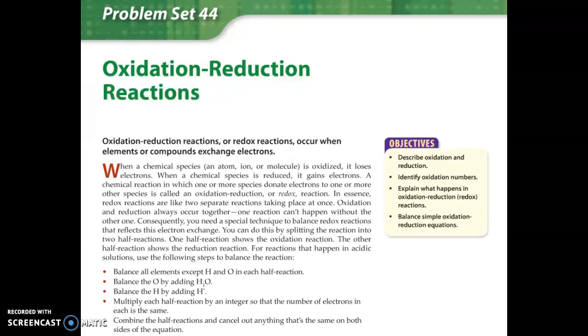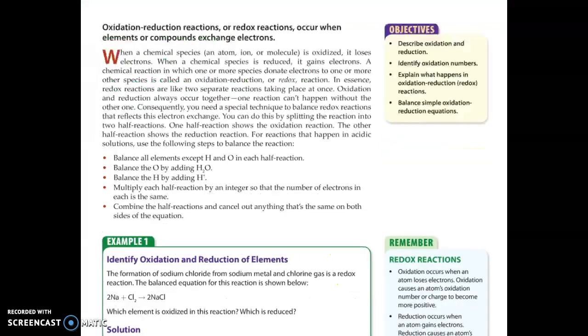Now, this next sentence gives a specific example that you will not have to know. It's talking about what happens in acidic solutions, in that you need special steps in order to balance them. So if you're interested in that, hit pause and read it. And let's look at our examples here.